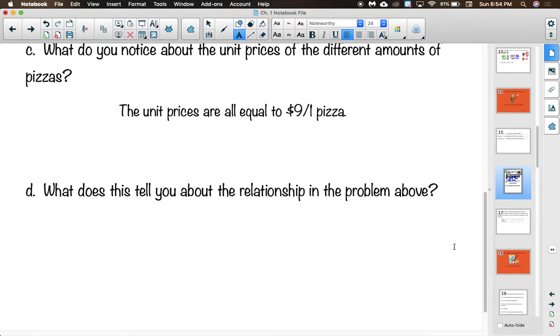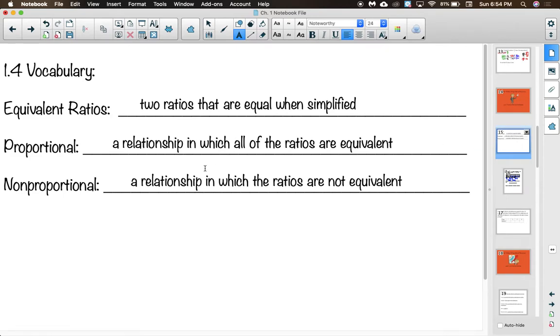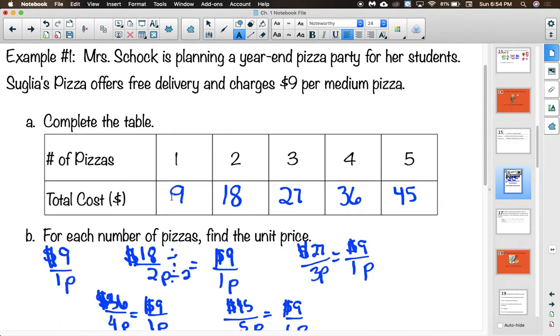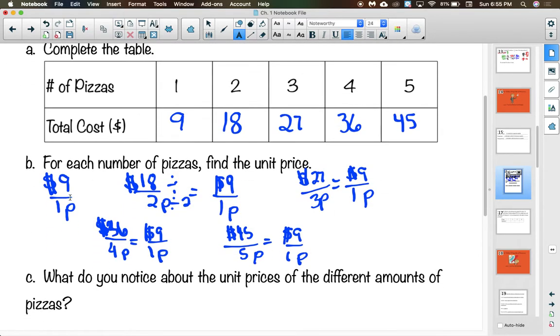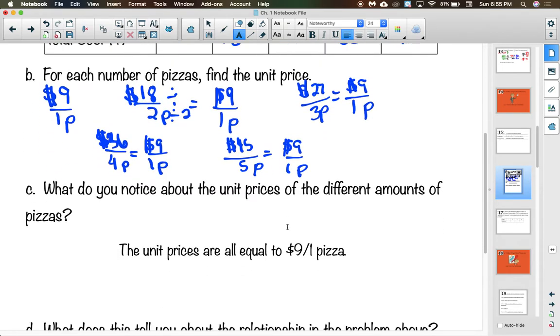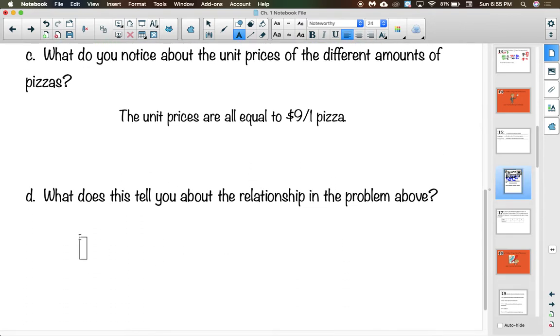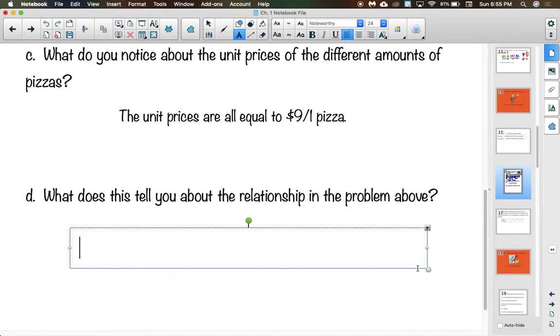What does this tell you about the relationship? That's our indicator that this is a proportional relationship. So let's hop back to our definition really quickly. A proportional relationship is a relationship in which all the ratios are equivalent. All right? So we went and we checked out every single relationship in the table. And we did the unit rates for every single relationship in the table. And they all came out to be exactly the same. So because they're all exactly the same, we can say that this is a proportional relationship.